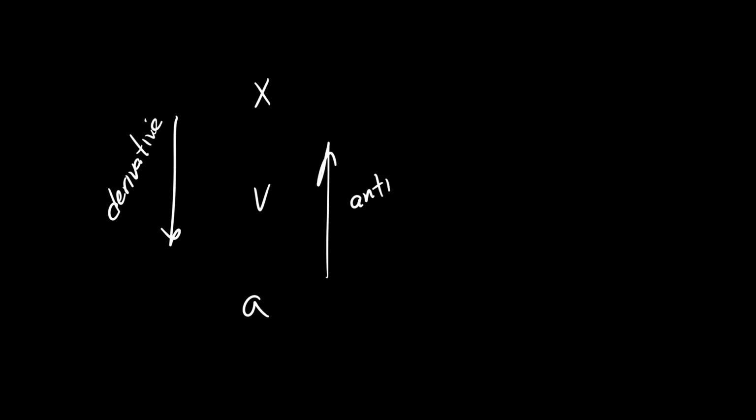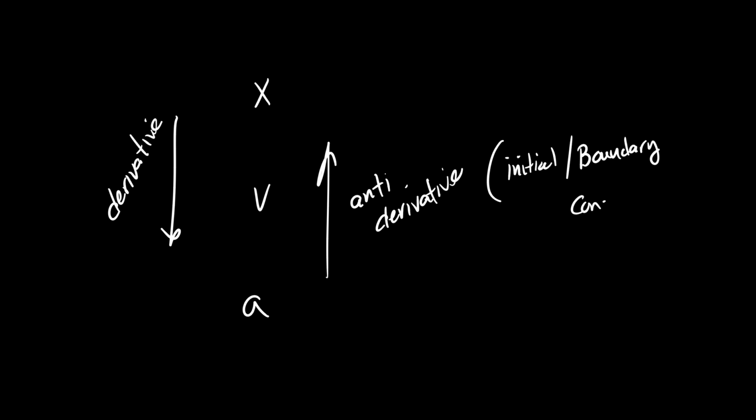Kind of bluntly, this way is derivative. This way is antiderivative. And for this direction, you need initial conditions. If that's all you want to know, that'll get you through the first test. Won't get you through the whole year, but it'll get you through the first test.